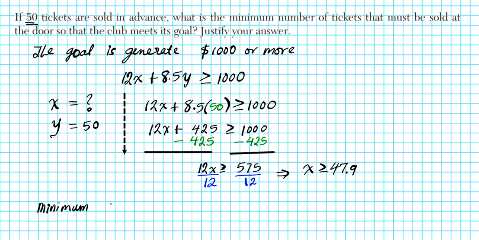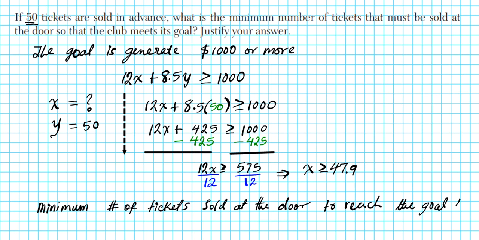So the minimum number of tickets sold at the door to reach the goal is, we're going to round up, 48. Okay, so there goes your final result.